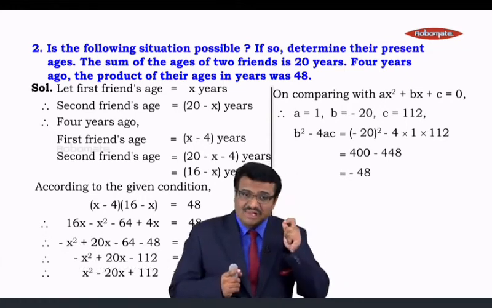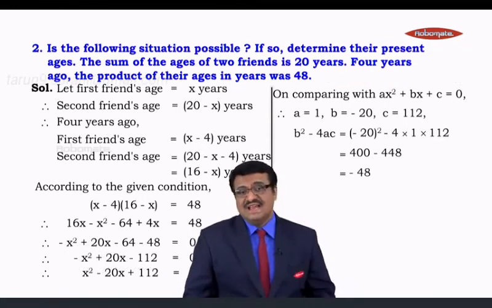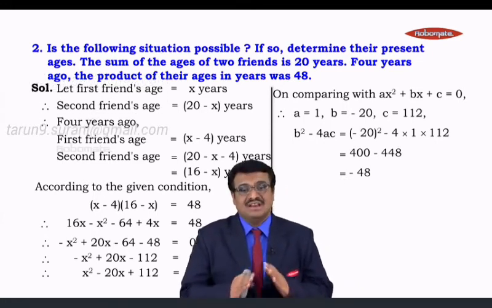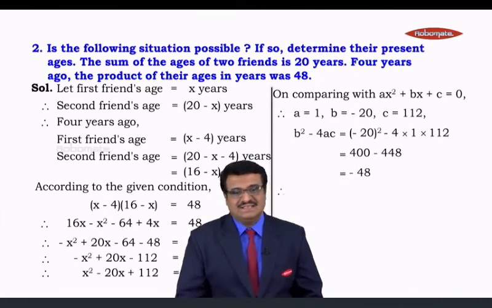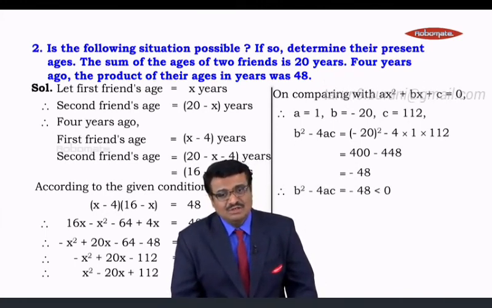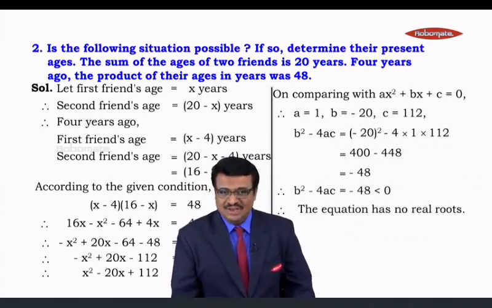And something we have learnt in nature of the roots. And whenever b square minus 4ac is negative, what is your conclusion? The equation has no real roots, isn't it? So let us write the conclusion. Therefore, b square minus 4ac is equal to minus 48, which is less than 0. So what is the conclusion? The equation has no real roots.